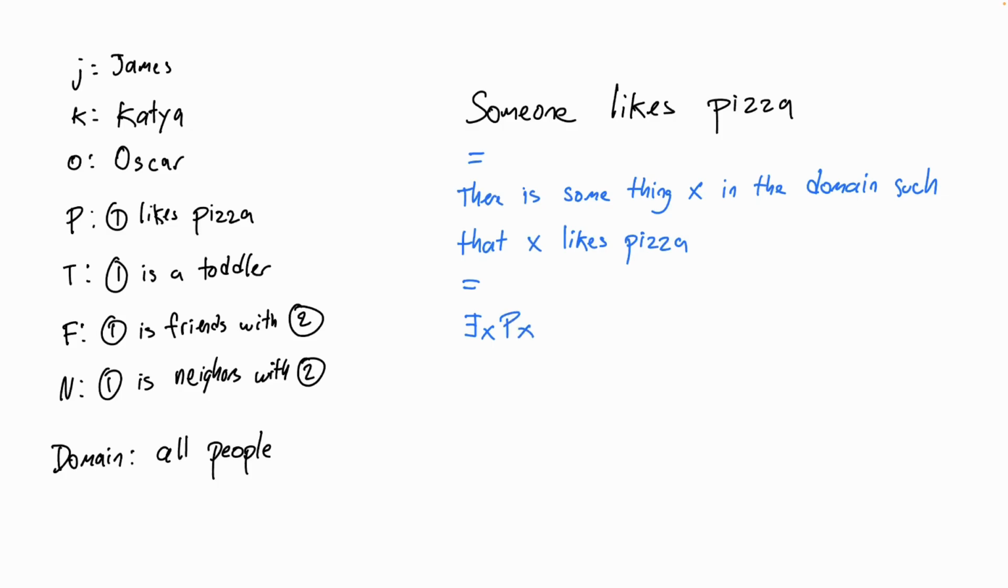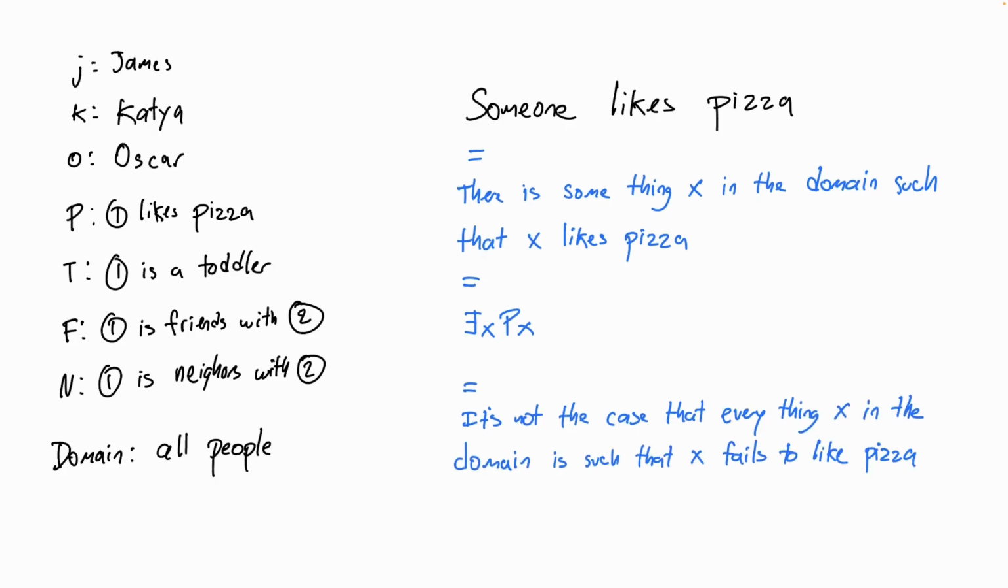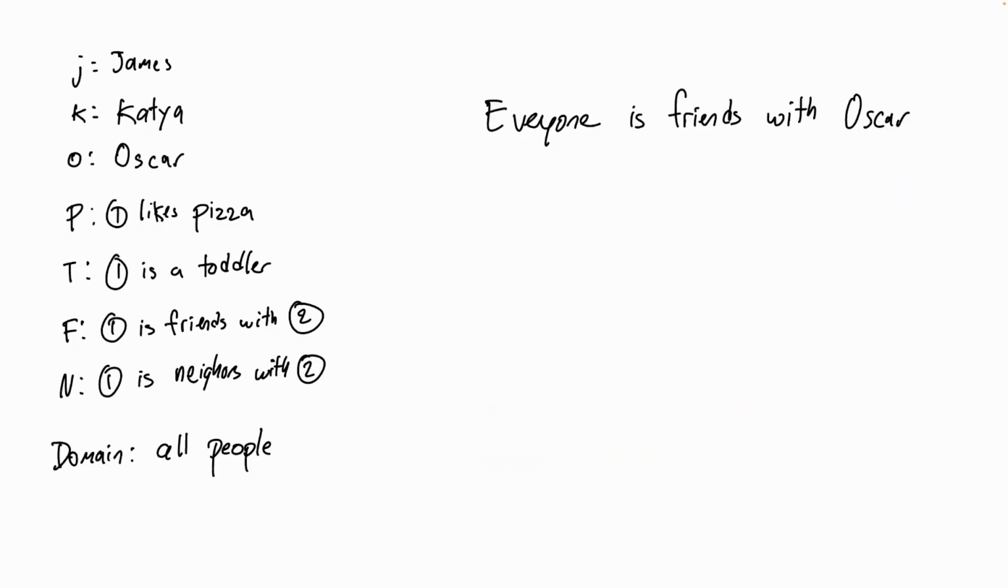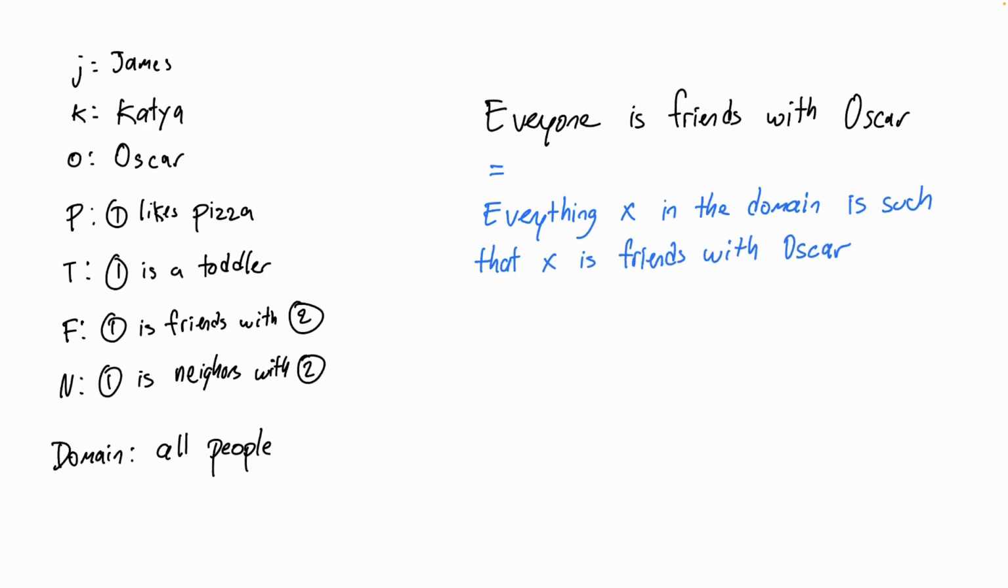In theory, we could rephrase "someone likes pizza" in such a way that we could instead translate it using a universal quantifier, because we could rephrase it as "it's not the case that everything X in the domain is such that X fails to like pizza," which would become not for all X, not PX. But obviously the former translation is much more natural. Next, let's do "everyone is friends with Oscar." We can rephrase this as "everything X in the domain is such that X is friends with Oscar." So we get for all X, FXO.